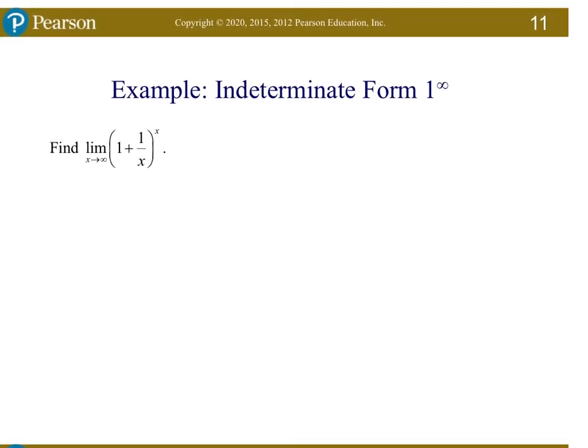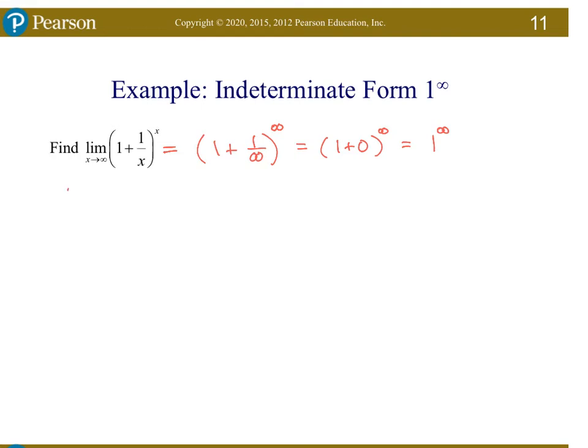So here's an indeterminate form. If we plug in infinity, we're going to get 1 plus 1 over infinity to the infinity. That is 1 plus 0 to the infinity, or 1 to the infinity. So again, this indeterminate form is where you have two conflicting rules. One rule says 1 to any power is 1. But another rule says anything to the infinity power is infinity. Well, this can't be both 1 and infinity at the same time. So this is an indeterminate form.